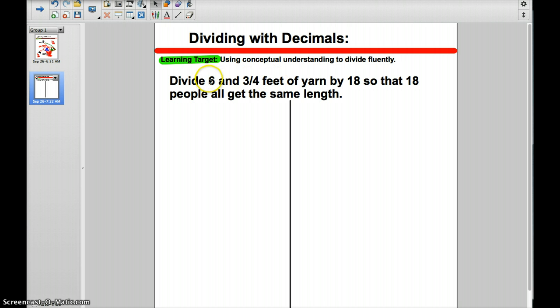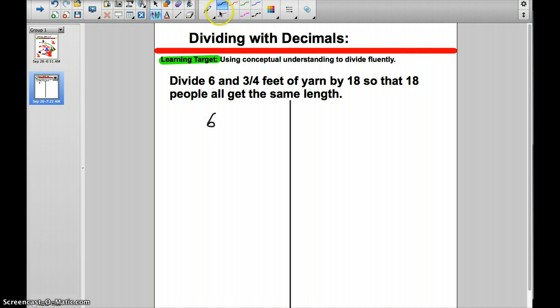the divisor. Divide 6 3/4 feet of yarn by 18 so that 18 people all get the same length. It would be easy if the yarn was 18 feet and you had to split it amongst 6 people, or if the yarn was 18 3/4 and you had to split it amongst 6 people. But in this case, like the previous problem, we have yarn that is 6 3/4 divided by 18.